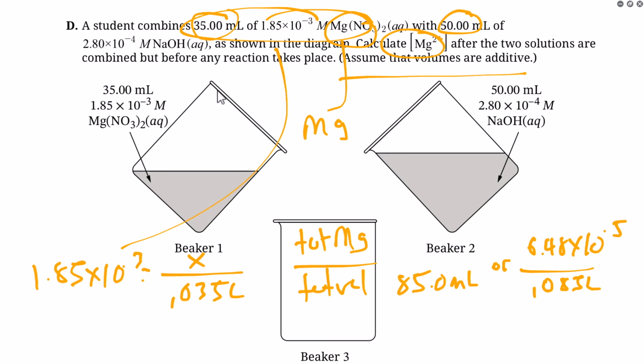And then we're just going to simply divide that out and get our new concentration of magnesium in the solution. So we're going to divide 6.48 times 10 to the negative fifth by 0.085 liters to get our new concentration of Mg. And our new concentration of Mg is 7.62 times 10 to the negative fourth. And that is the molarity of Mg2+. All right? So again, fairly straightforward there. Let's move on and see what we have for the next problem.